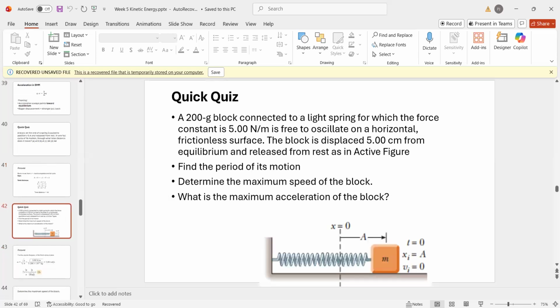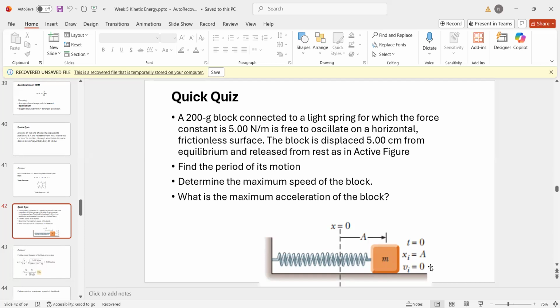A 200-gram block connected to a light spring for which the force constant is 5 Newton per meter is free to oscillate on a horizontal frictionless surface. The block is displaced 5 centimeters from equilibrium and released from rest, as in the figure below. Find the period of its motion, determine the maximum speed of the block, and find the maximum acceleration of the block.